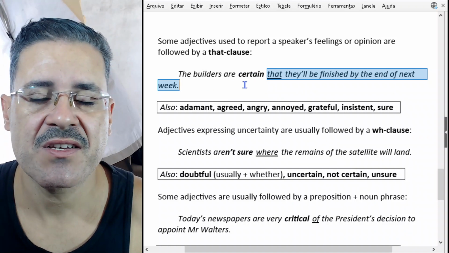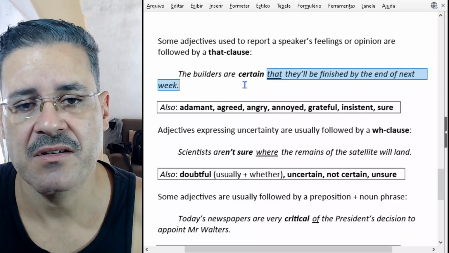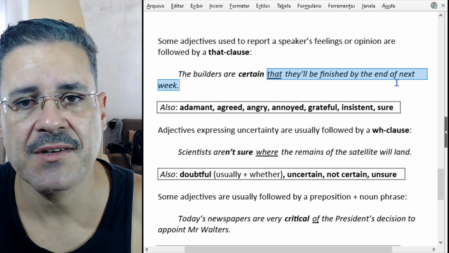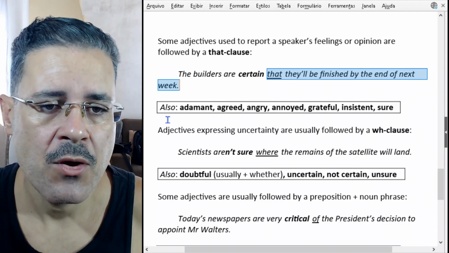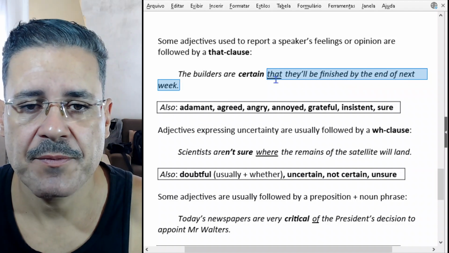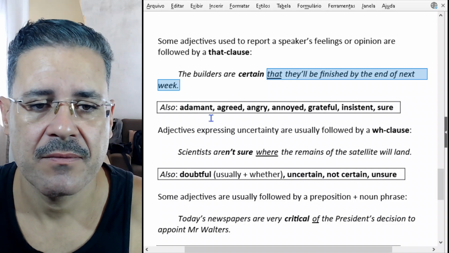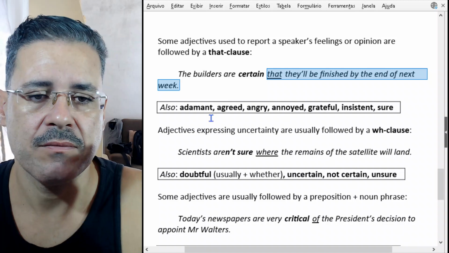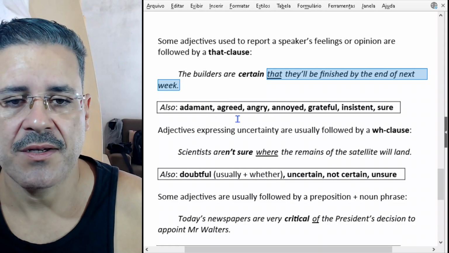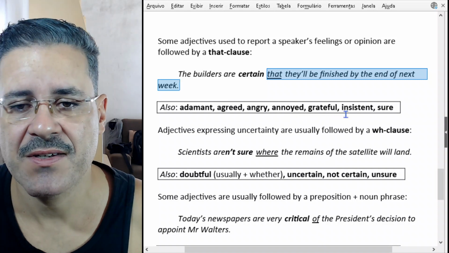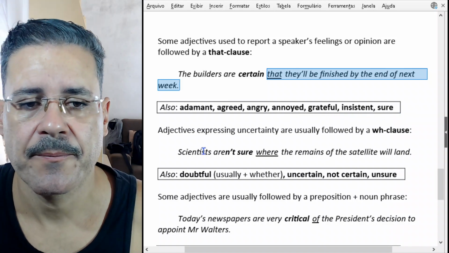The builders are certain. They're certain about what? That they'll be finished by the end of next week. We can also use that pattern with the following adjectives: adamant, determined, agreed, angry, annoyed, grateful, insistent, sure.